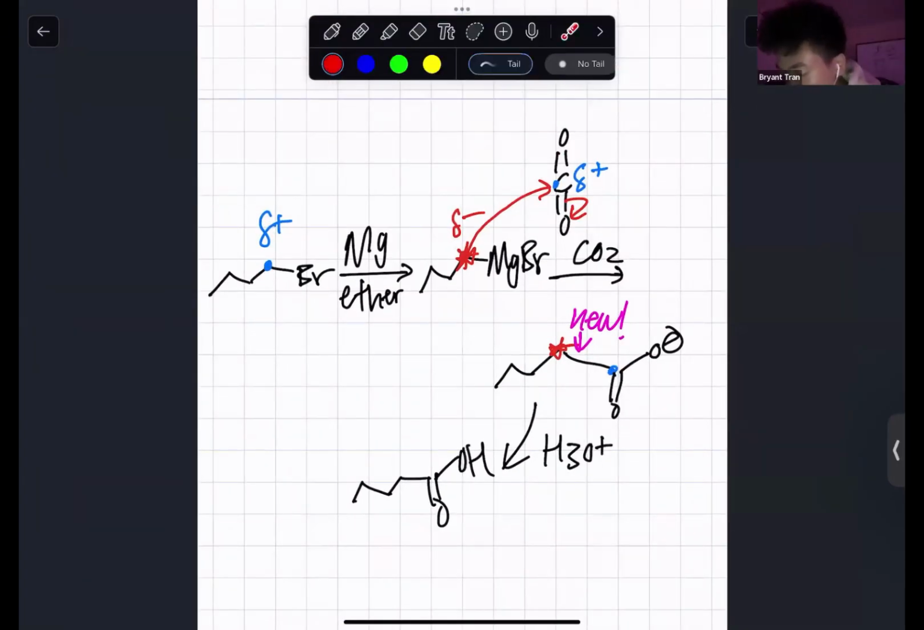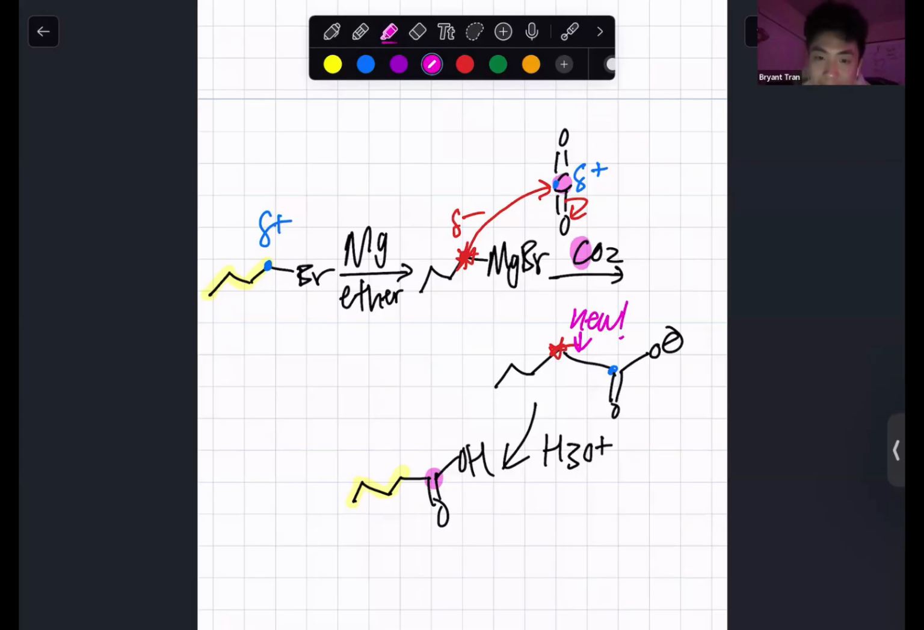Now, how many carbons are here, Elysia? There's 4. Yep, 4 carbons. How about right here? 5. 5, right. The 4 carbons that you see in the reactant molecule is that yellow backbone right there. This pink carbon here is the new carbon that we added, which came from the CO2, the carbon dioxide right there. That's right. The new carbon right there.